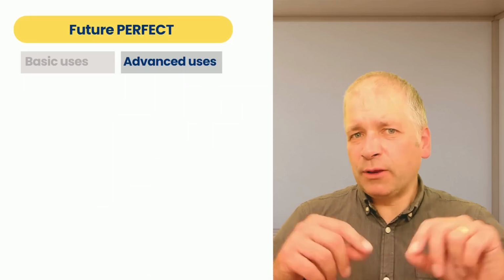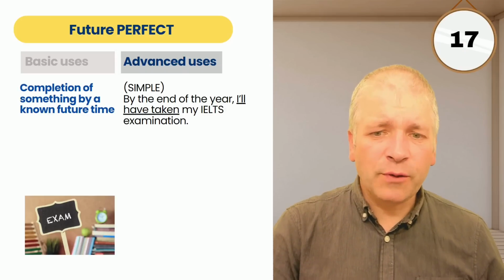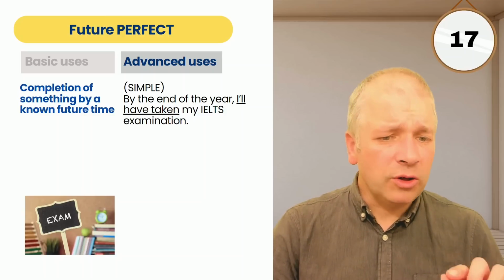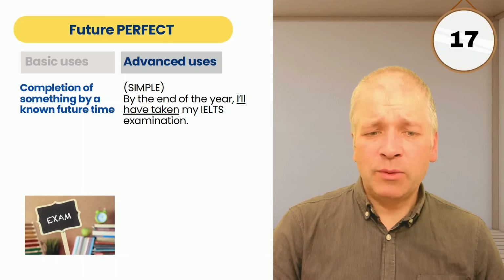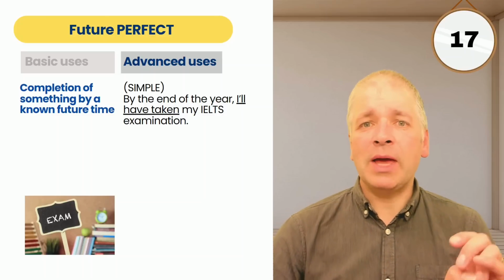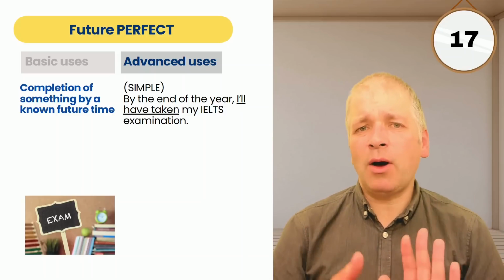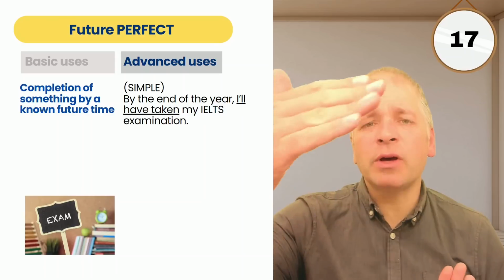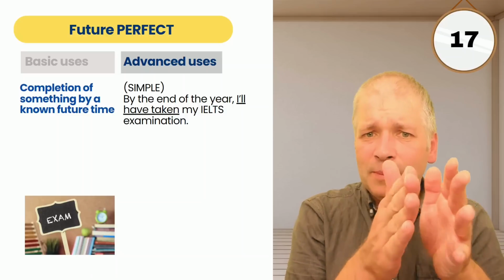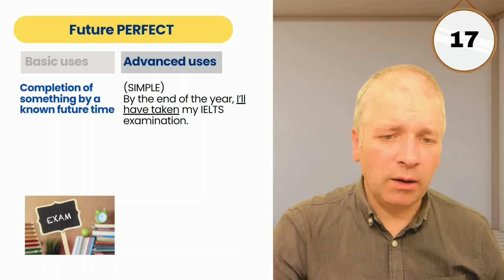There are other ways of expressing the future too, such as the future perfect, and these would all be considered advanced uses. First of all, completion of something by a known future time. Normally, we'd use the simple form here, and we would say this: by the end of the year, I'll have taken my IELTS examination. So here we're anticipating taking the IELTS exam, and it's in a time period between now and another stated time period. In this case, by the end of the year. It could happen at any time between those points in time, now and the end of the year. I'll have taken.